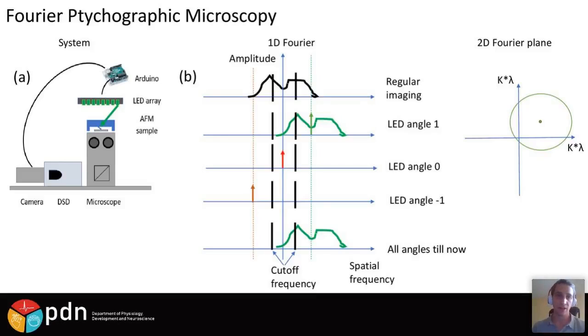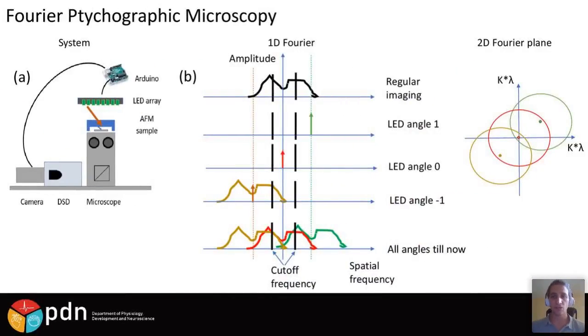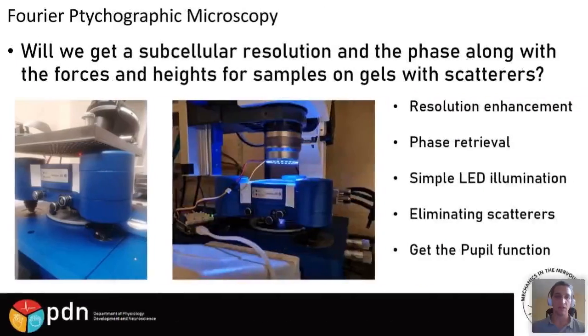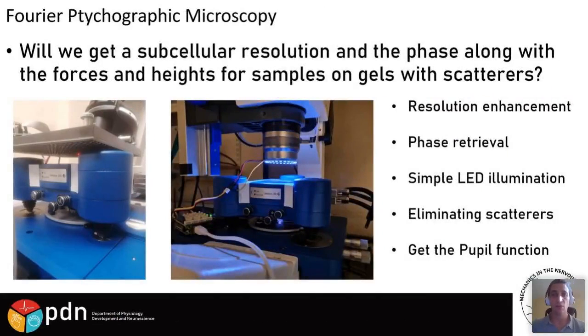You see a 1D Fourier schematic in the middle, and on the right you'll see a 2D Fourier plane. This angle will give you a certain point in the Fourier plane, and the circle around it is the cutoff frequency that you can actually see with your imaging system. Then you image from another angle and you'll have another point in the Fourier plane, and you just keep them overlapping enough so that in the end you'll do a post-processing procedure that will give you an enhancement of the resolution. It will also give you the phase, which actually implies the index of refraction or the topography. So it might help the resolution, or just give you some feedback on the AFM imaging.